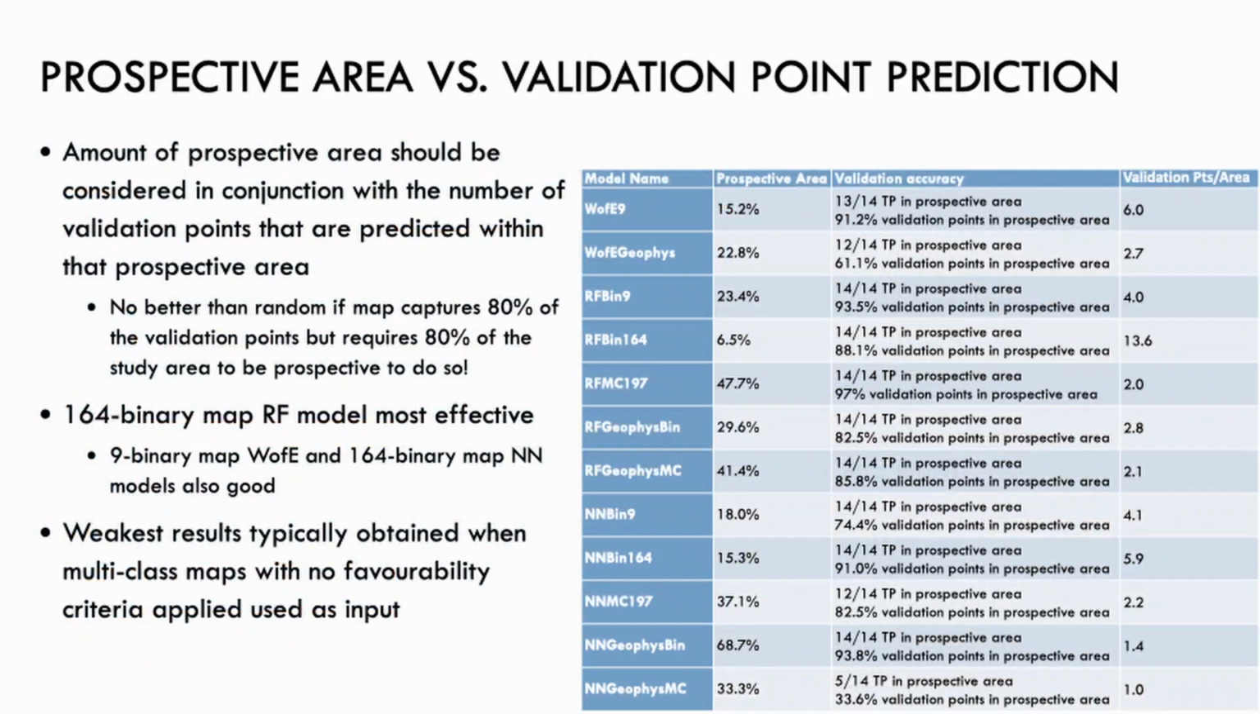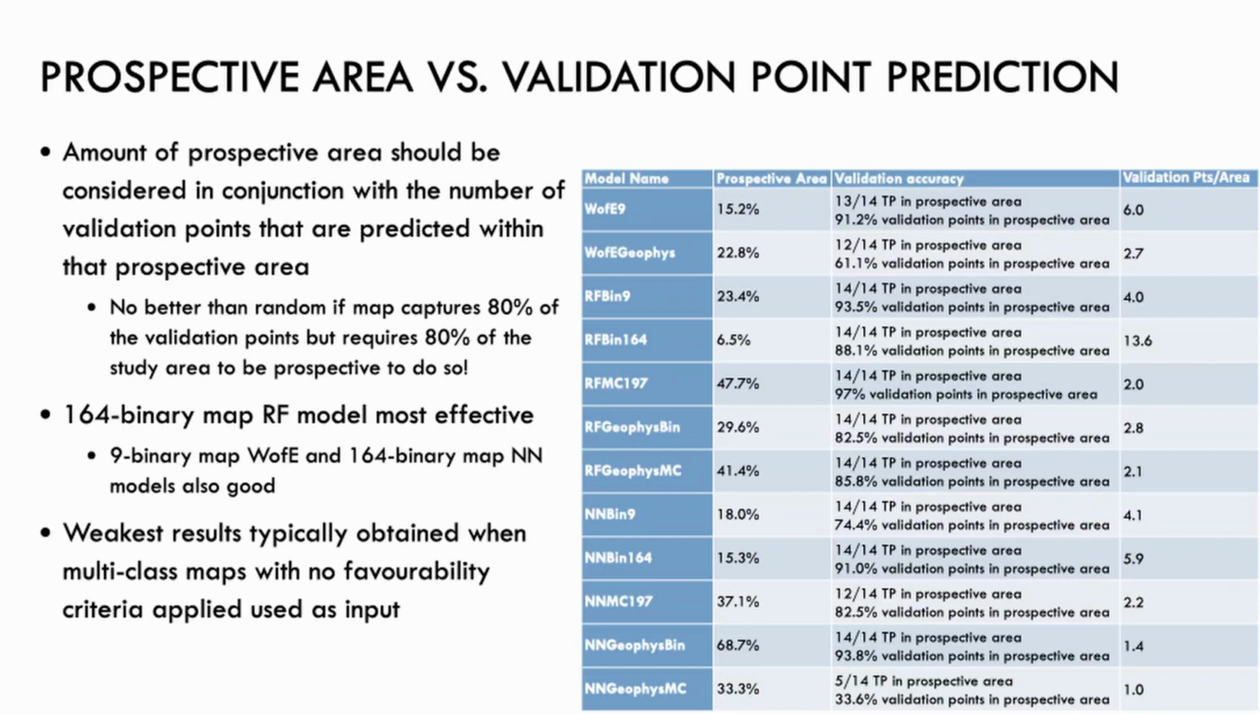Looking at the prospective area versus the validation point prediction, a model's no better than random if it requires 80% of the study area to capture 80% of the known deposits or the training points or the validation occurrences. So what we're really looking for is a small amount of area but a high capture efficiency of the training points and the validation occurrences.